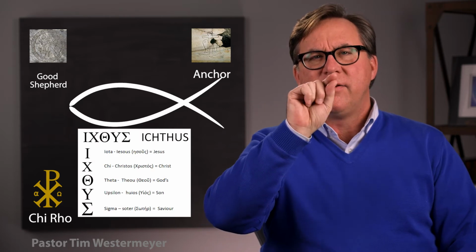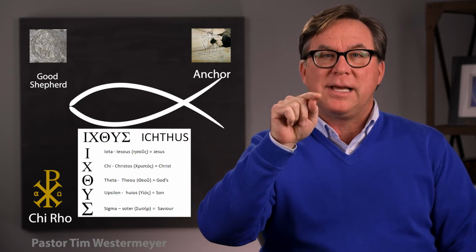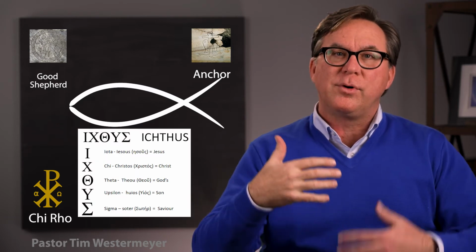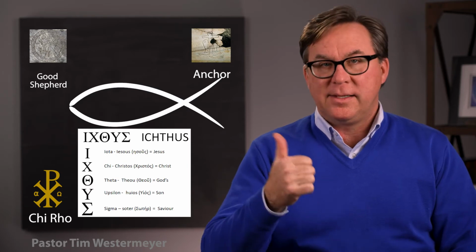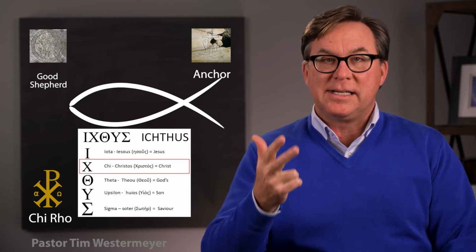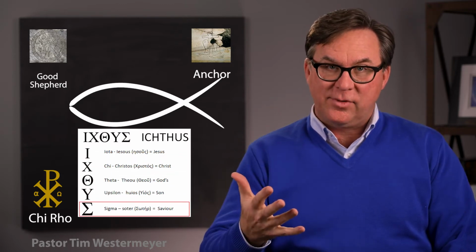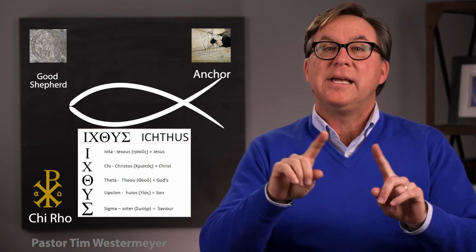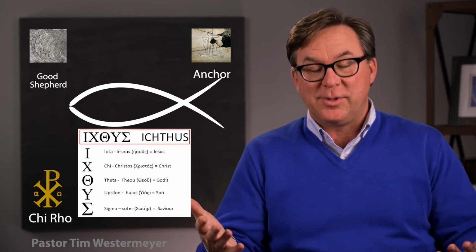In this case, it's 5 words, and when you take the first letter of those 5 words, it spells something. So the 5 words in Greek were, I'm going to say them in English, Jesus, Christ, God's Son, Savior. Okay? And if you take the first letters of each of those, you get the word ichthus, which is simply the Greek word for fish. So the graphic depiction of fish is a sort of graphic shorthand of who God was in Jesus.